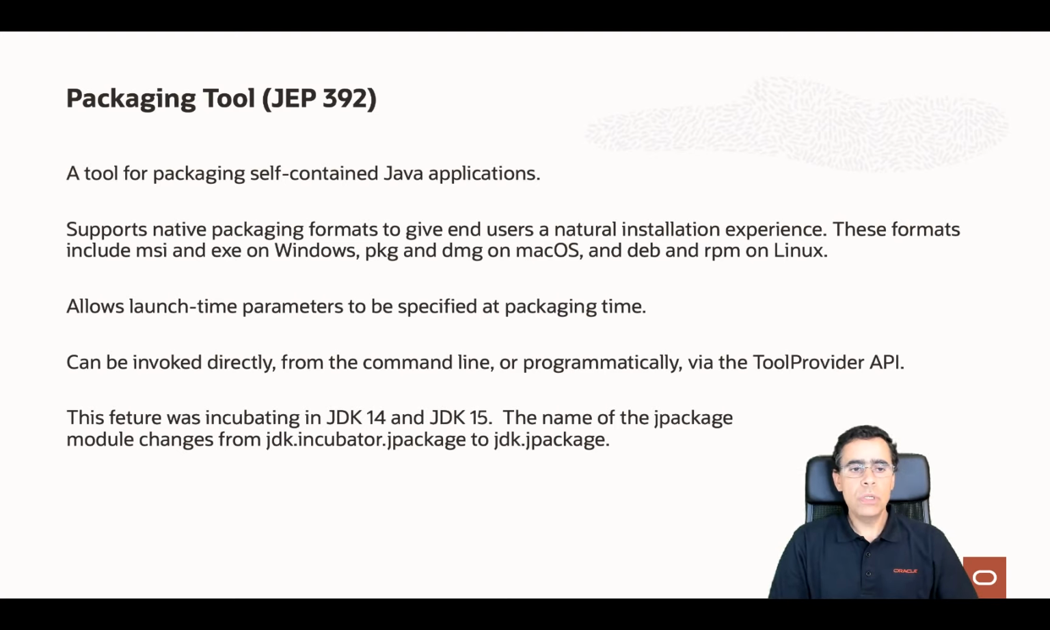Using the new packaging tool, you can wrap your application plus a runtime, and it can be either a full runtime or a smaller version if you use jlink, into something that looks like a native installer for each platform, delivering an MSI for Windows, or a DMG for macOS, or an RPM or Debian package for Linux.